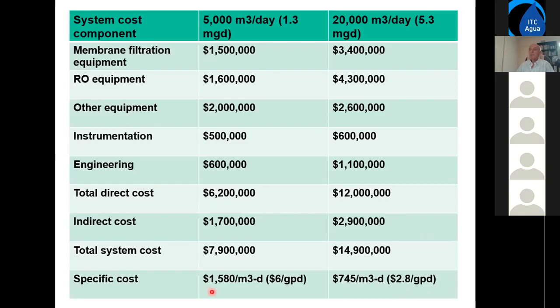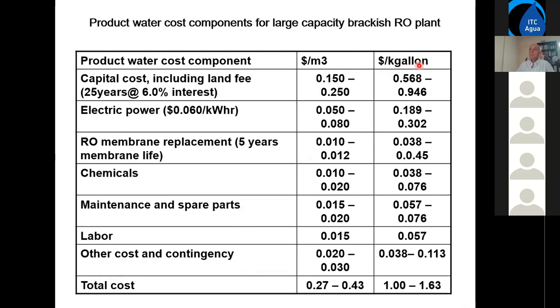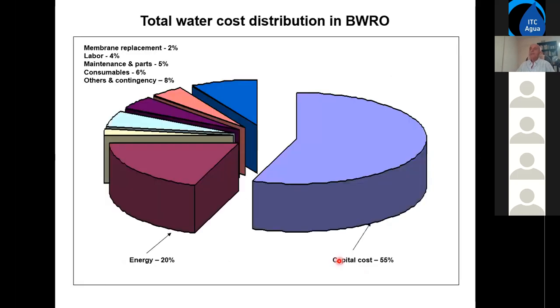Okay, specific cost. So for a large capacity brackish plant, those are the range of the components: capital cost, electric power, and the membrane replacement. In the end, we end up in the range of 0.27 to 0.43 of total cost, dollar per cubic meter, which depends very much on the location. Labor plays a big role in this, and also other costs and contingency, because this includes also permitting and monitoring. In some places, the monitoring is very expensive, both for brackish and seawater. So in the brackish plant, the capital cost could be about 55%, energy 20%, and the other smaller components.